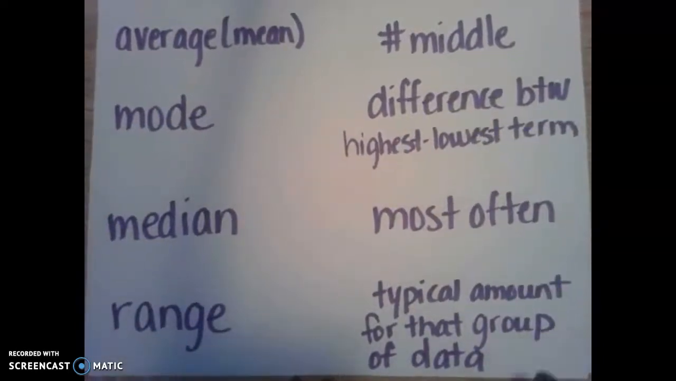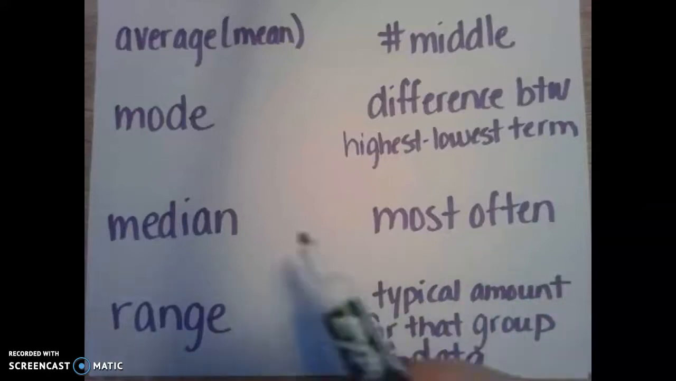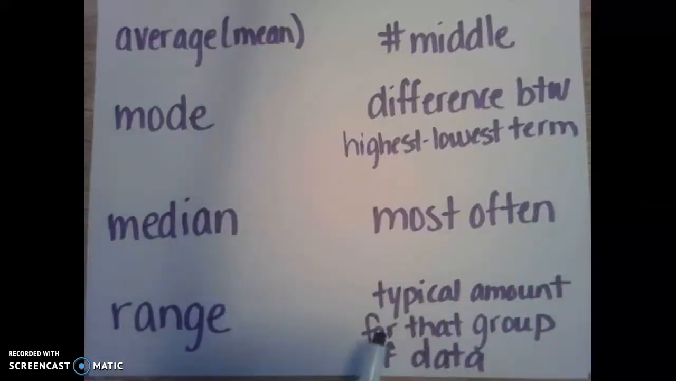On this side, you have definitions of what those can mean. It could be the number in the middle, the difference between the highest and lowest term, the number that occurs the most often, or a typical amount for that group of data. So what I'd like you to think about is which vocab word on the left matches which definition on the right. I'm going to give you a few seconds, so if you hear silence, that's thinking time.